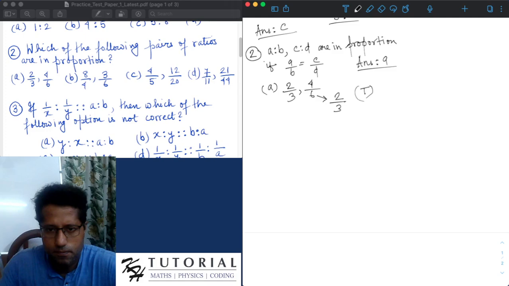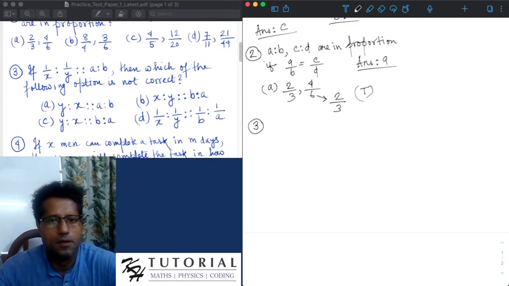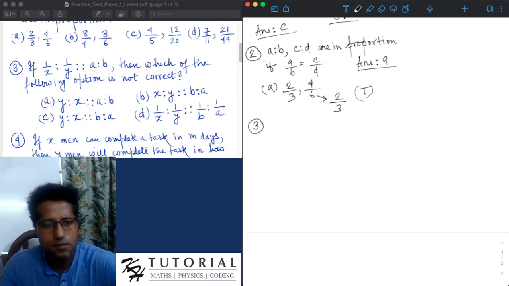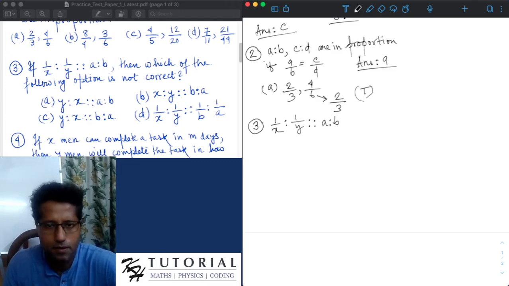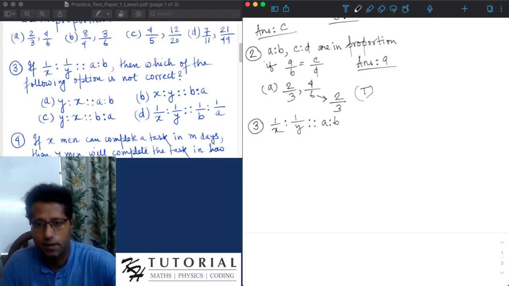Problem number 3. It is given that 1 by x is to 1 by y is in proportion with A is to B. Then which of the following options is not correct? We have to choose the choice which is not correct.